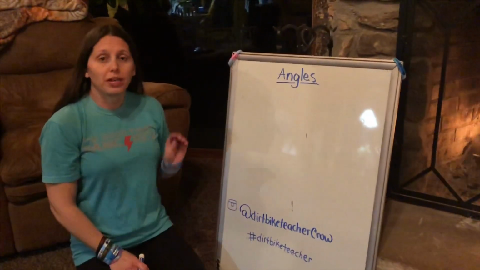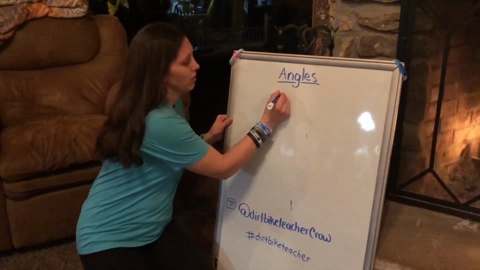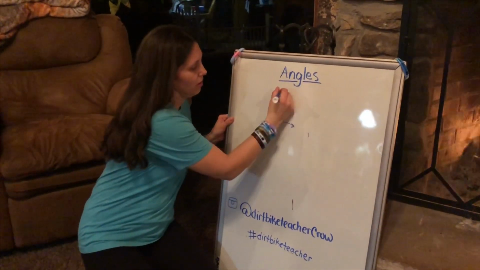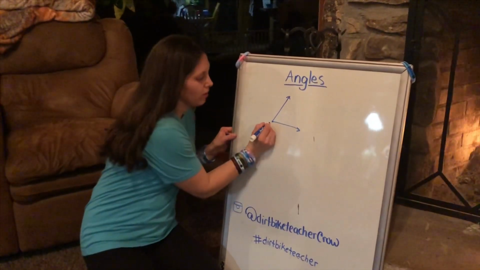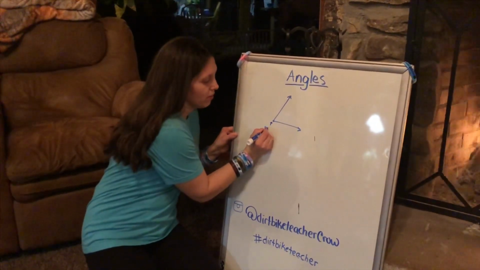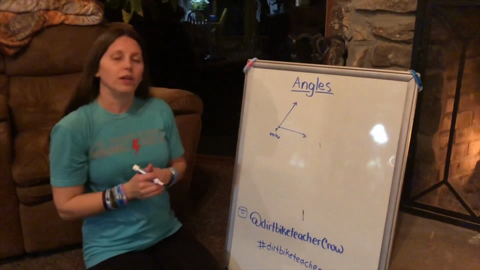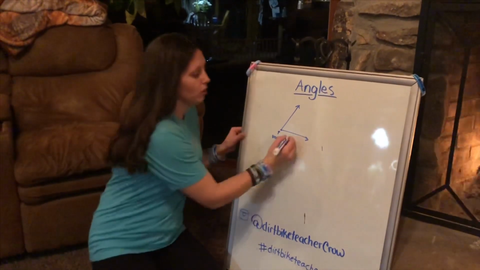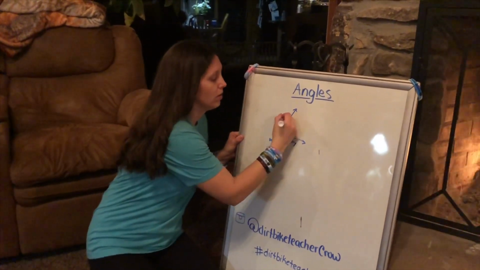So today we're going to be talking about angles. And first we're going to talk about what makes up an angle. So an angle looks like this. What makes up the angle is the vertex. And then each one of these, if you guessed ray, you are correct. So it's made up of 2 rays.